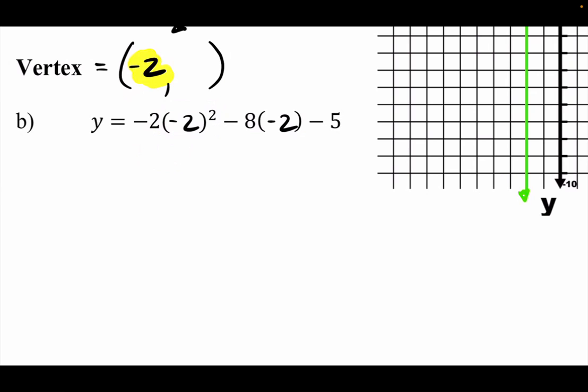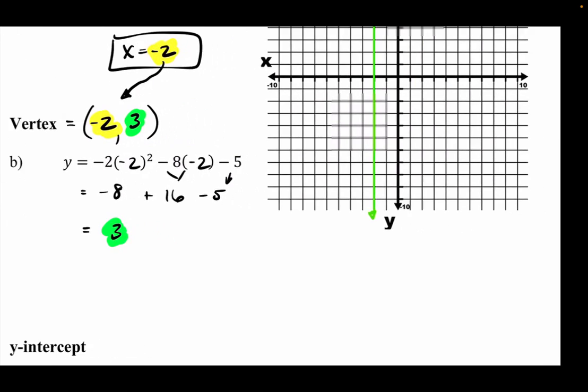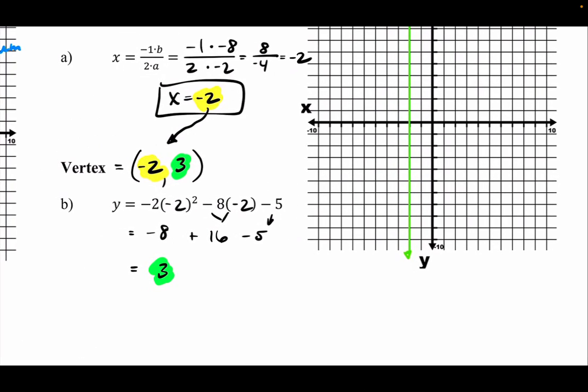So it's going to be negative 8 on the first part, not positive 8. And then I multiply these two guys, I get positive 16. Add straight across. 8 minus 5, you're going to get 3. Go make that dot. Negative 2, up 3. Left 2, up 3.